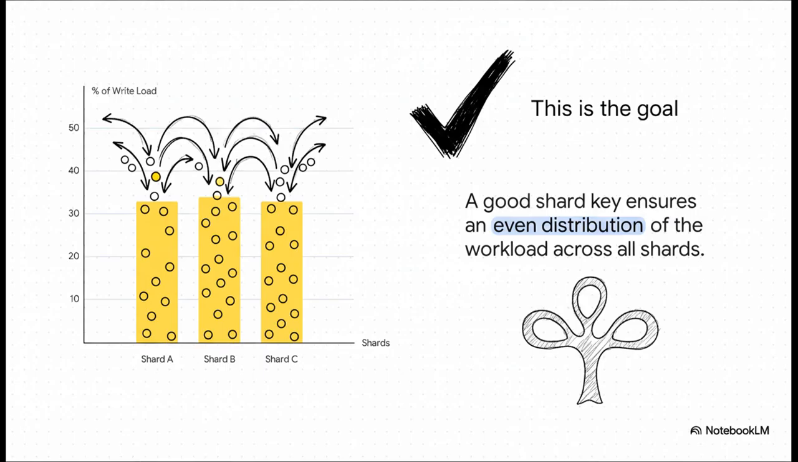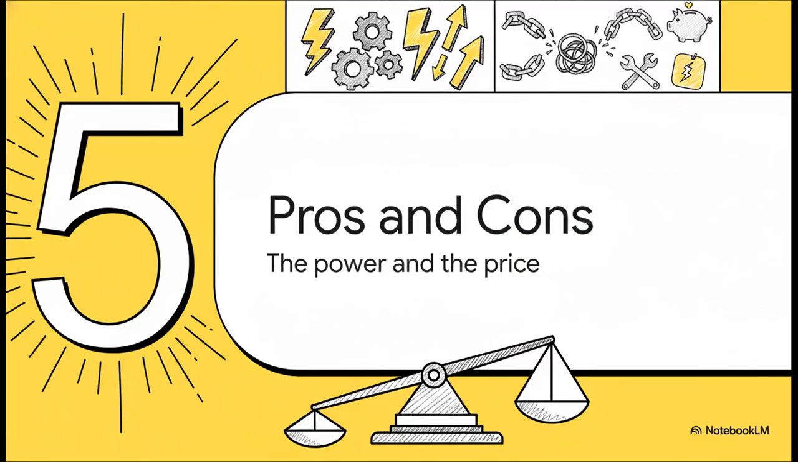Okay, now look at this. This is what we want. With a good shard key, like that hashed ID we talked about, the workload is spread almost perfectly across all 3 shards. Every server is pulling its weight. This is what a healthy, scalable system looks like. This is the dream. So look, sharding is obviously super powerful, but that power doesn't come for free.